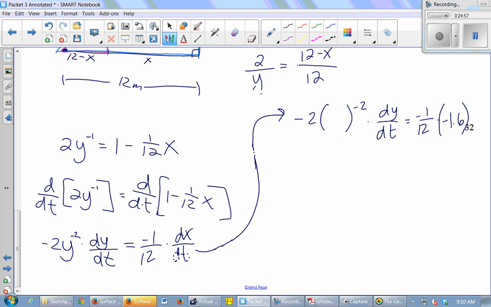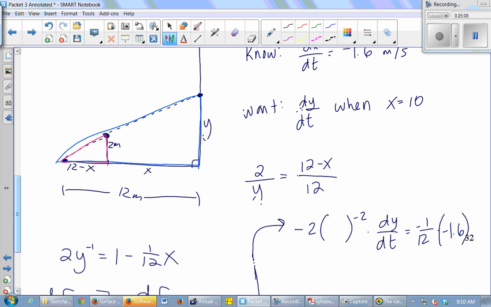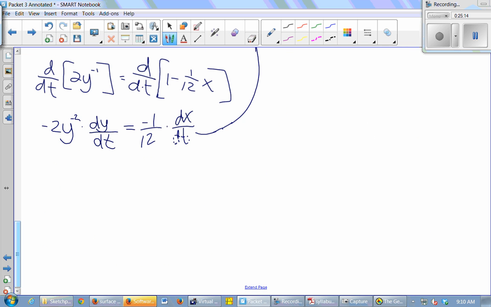Okay, how can I figure out y? If I'm solving for dy dt, that can be the only thing left in my equation, my only unknown that's left. So in my snapshot, x is 10. So maybe I'll draw myself another picture here. Can I figure out y if I know that x is 10? How do you know y is 12?